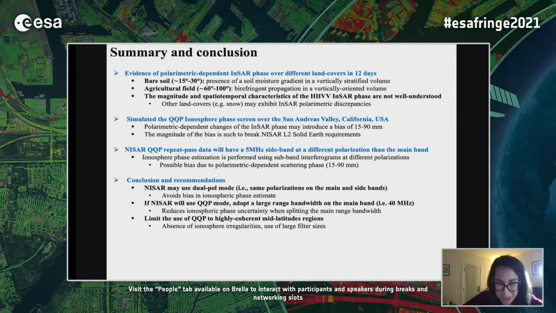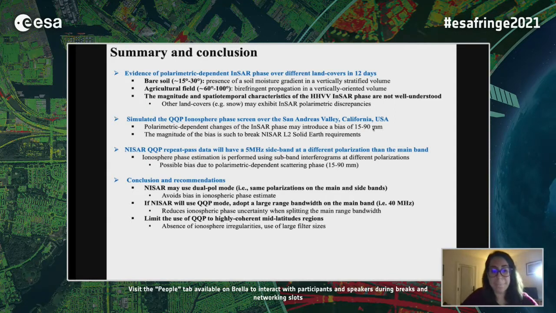So our conclusion and recommendation for the NISAR mission is that, to avoid biases in the ionospheric phase estimation, we do recommend the use of a dual pole mode to estimate the ionosphere, meaning that use the same polarization on the main and sideband. Instead, if NISAR decides to use a quad-pol mode, we recommend adopting a large range bandwidth on the main band, so that applying the split spectrum technique on the main range bandwidth will avoid noise amplification. And we do also recommend the use of the quad-pol mode on highly coherent mid-latitude regions to avoid the absence of ionospheric irregularities. And this concludes my talk.